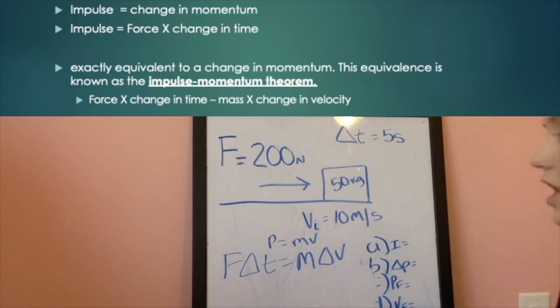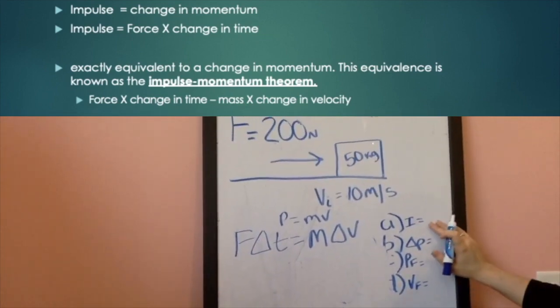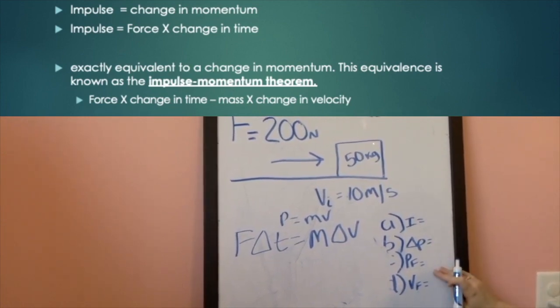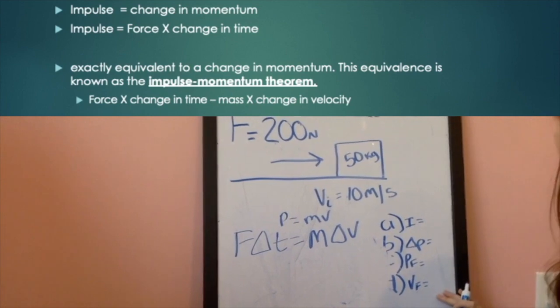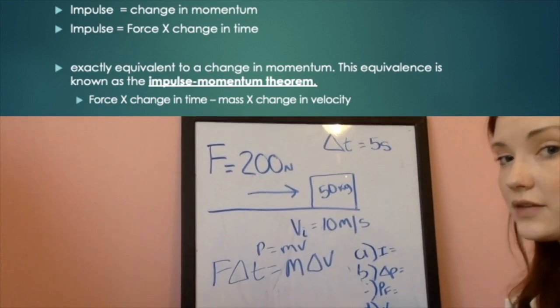Got it? All right, so let's go ahead and solve. We can solve for all of these things, and you need to know how to solve for impulse, how to solve for change of momentum, how to solve for your final momentum, and how to solve for your final velocity. It sounds really difficult, but it's actually really easy, okay?